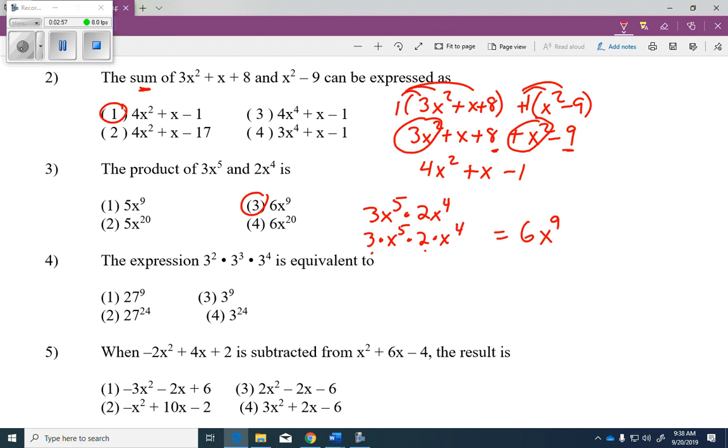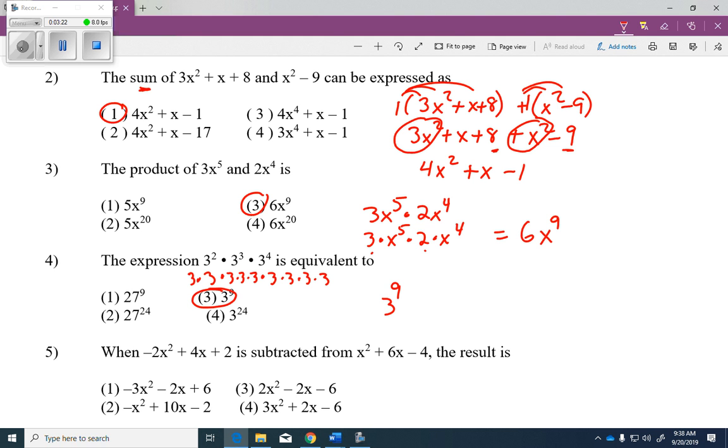On this one, I actually am going to write it out because there are some common mistakes. 3 squared is 3 times 3. 3 to the 3rd is 3 times 3 times 3. And 3 to the 4th is 3 times 3 times 3 times 3. There's a whole bunch of 3's being multiplied. It's 3 to the 1, 2, 3, 4, 5, 6, 7, 8, 9. 3 to the 9th power.